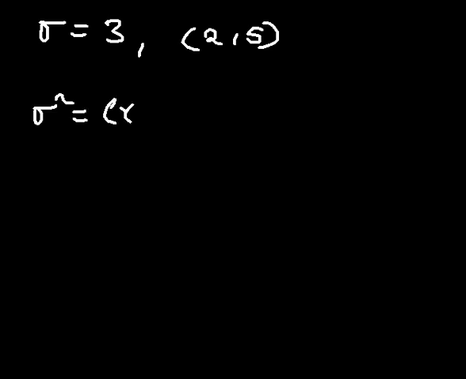Now, there's something to understand about the equation of a circle. Let's consider this case. Let's say we have a circle with radius 3 and center (2, 5). What is the equation of this circle? Have it as r² = (x - h)² + (y - k)².